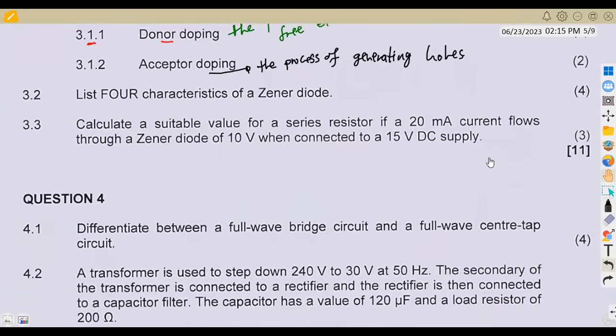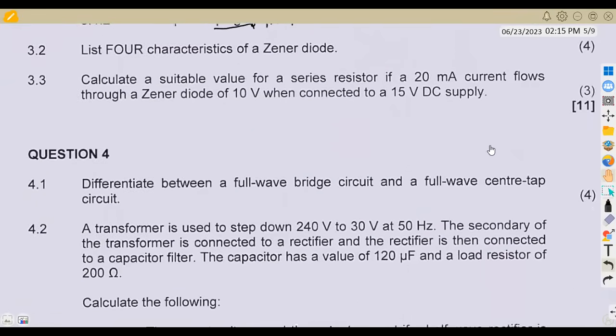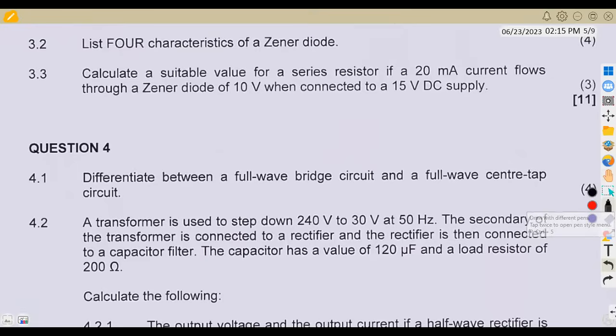Then question 3.2, list 4 characteristics of a Zener diode. What are the characteristics of a Zener diode, which is 4 marks for that. So I've got a lot of applications that we can have. All we need is to choose which one is going to be best for us in our simplification in this part.